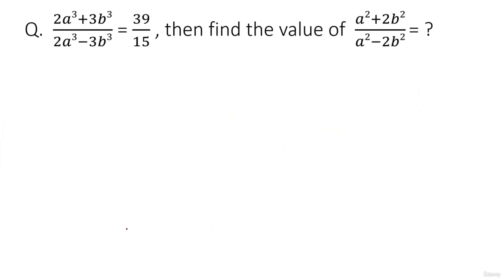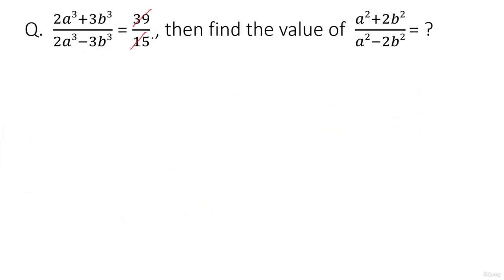If 2a cube plus 3b cube upon 2a cube minus 3b cube is 39 by 15, then find the value of a square plus 2b square upon a square minus 2b square. Now, from the given condition, we derive the value of a by b and then solve the question accordingly. So 2a cube plus 3b cube upon 2a cube minus 3b cube equals 39 by 15.